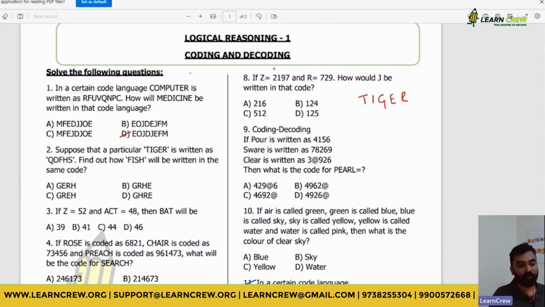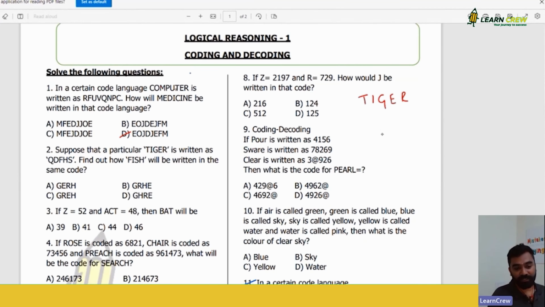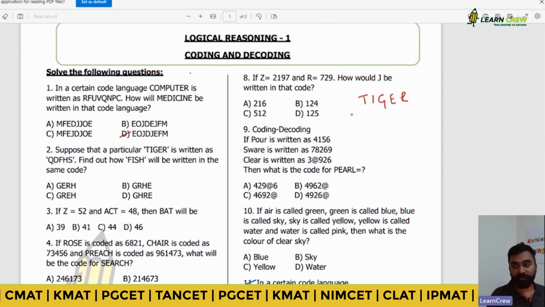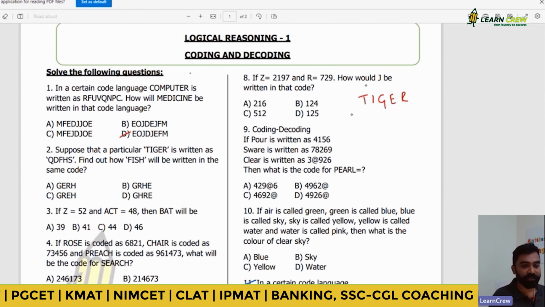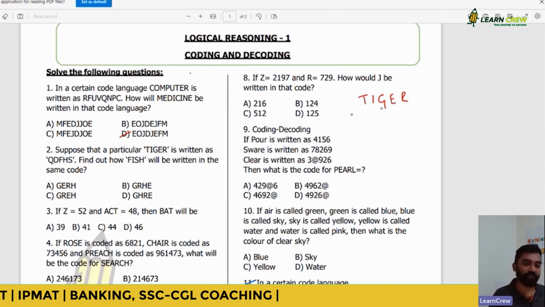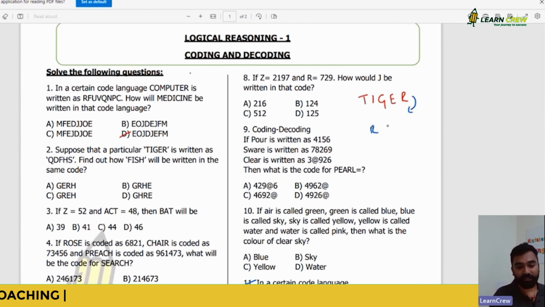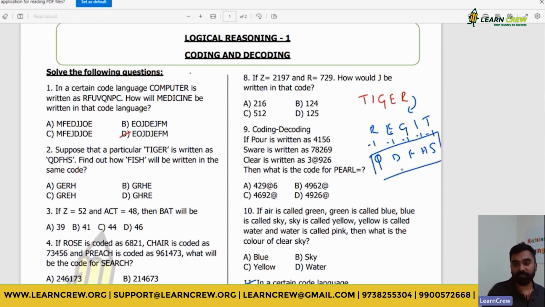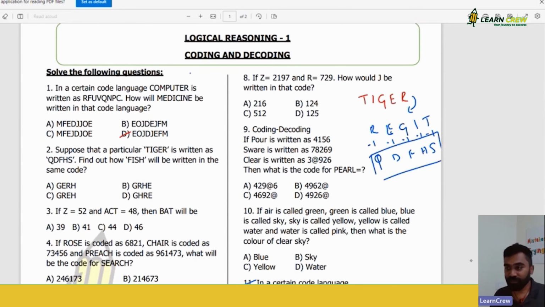Now, can I use the same logic I used in the first question? Let us give it a try. So I'll reverse it. R minus 1 becomes Q. T minus 1 becomes S. Yes, it seems to be working. So let me reverse it first. REGIT. And I'll do minus 1 here. R minus 1 is Q. T minus 1 is S. It seems to be good. E minus 1 is D. G minus 1 is F. I minus 1 is H. Q, D, F, H, S. So this is the logic which they have used here.